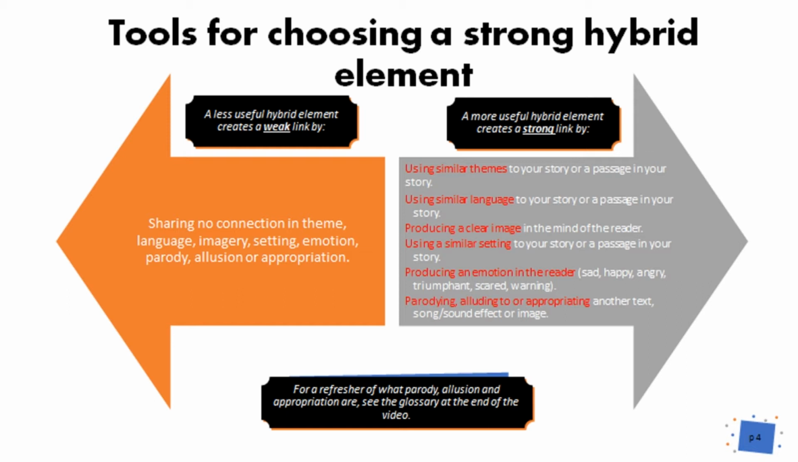An effective hybrid element choice might also use parody, allusion, or appropriation, terms which you may or may not be familiar with. If you need to refresh your understanding of these terms, see the glossary at the end with an example. Conversely, on the left, you can see that a less useful hybrid element choice would have no justifiable relationship to your story. But what does a strong choice look like?